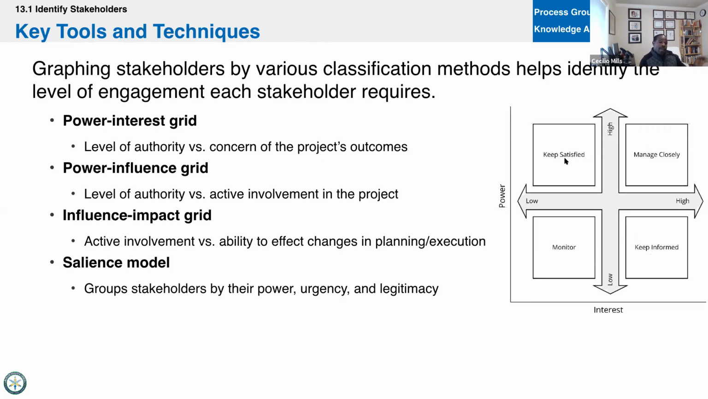So your questions on the exam from identifying stakeholders, many of them will come from this graph. And they'll say, those stakeholders who have a high level of power and high level of interest, what do we do with them? Or they'll describe a stakeholder who has a high level of power, but isn't that interested. They won't just come out and explicitly use those words. They'll describe it and then say, what would you do with this type of stakeholder? And then you got to choose between A, B, C, or D. Keep satisfied, manage closely, monitor, keep informed. So this is the power and interest and power and influence grid. They're both used the same way.